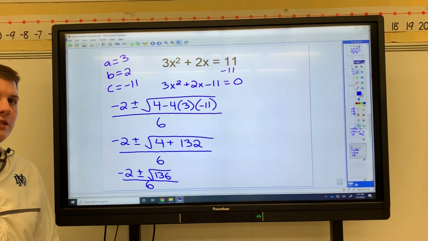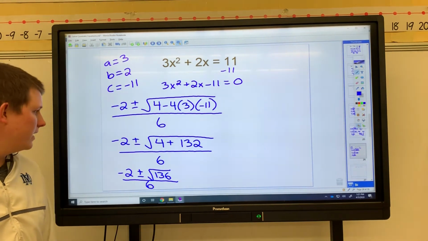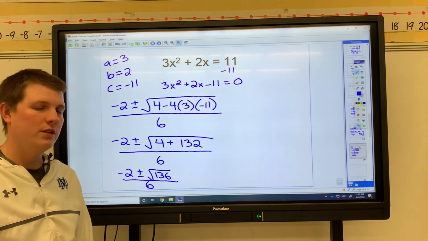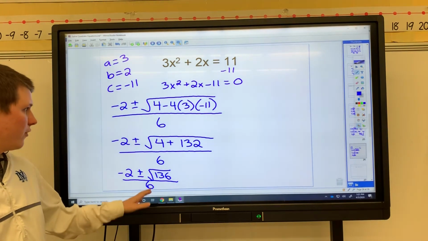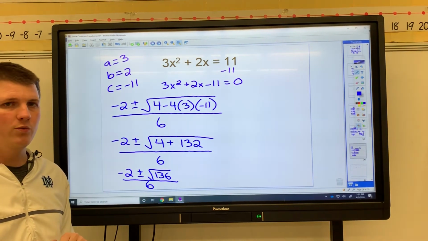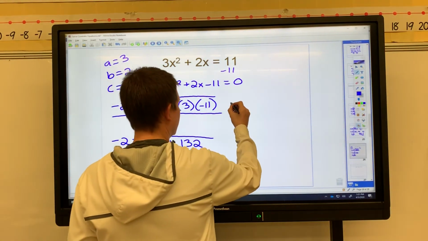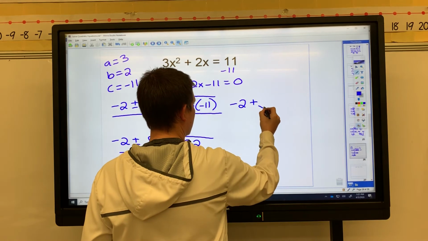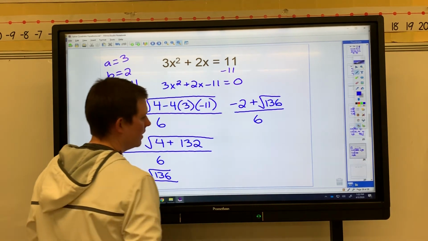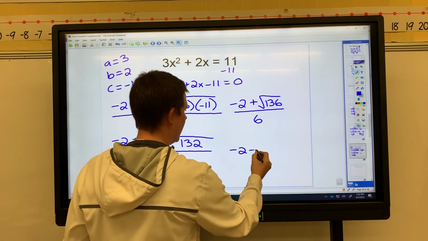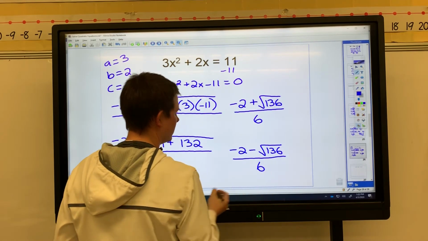Okay, now, you may have already noticed the problem. 136 is not a perfect square. Meaning if you were to take your calculator and get the square root of 136, it comes out as a decimal. Because of that, for right now, we're going to leave it as square root of 136. But we are going to split it up. So we're going to have one that says negative 2 plus square root of 136 all over 6. And we're going to have another one that says negative 2 minus square root of 136 all over 6.